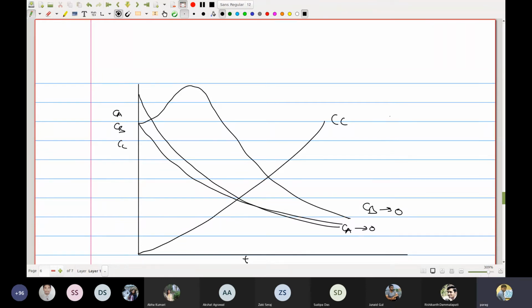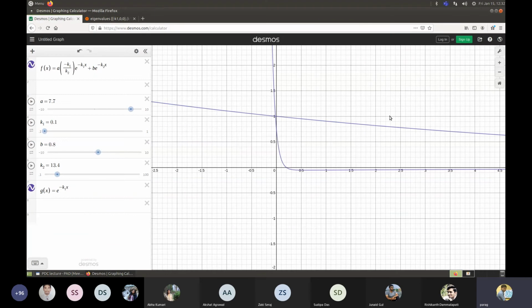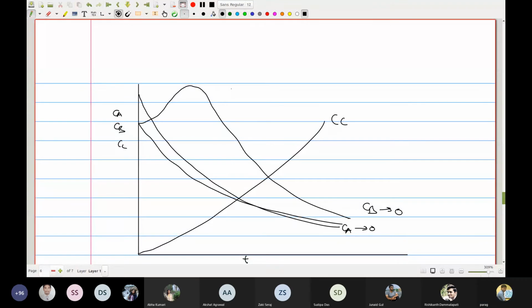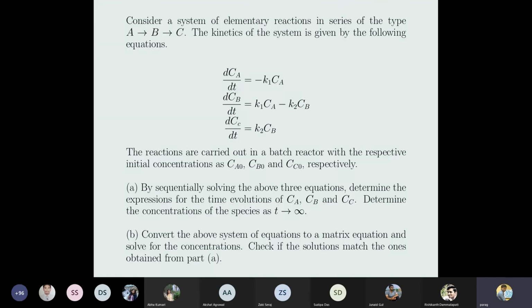You will find that CC increases with time. Okay, so what I'm leaving as an exercise for you is to feed these equations in desmos.com/calculator and find out what are the parameters for which you will see a rise like this, and what are the parameters for which you will find a fall like this. Okay, so this is what you need to do. So check if the solutions match.